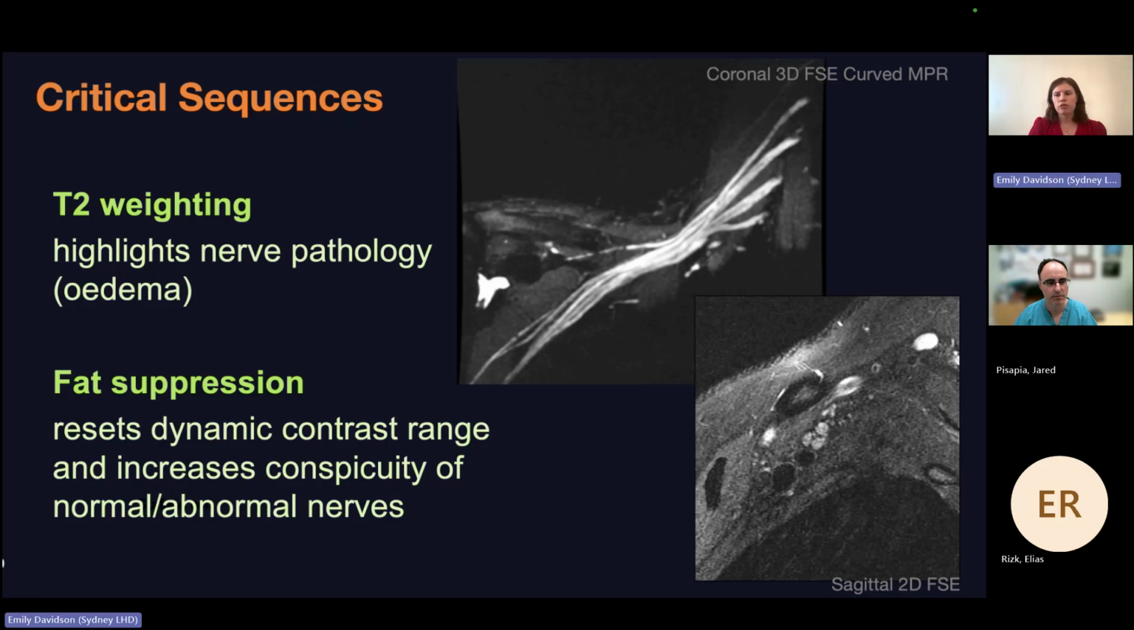The critical sequences for imaging of nerves, so MR neurography, is to have T2 weighted sequences because T2 shows up edema, and what we're looking for is nerves that have edema and more water in them, which is what is manifested as nerve pathology. And then what we want to do is fat suppress our sequences so that we improve our contrast resolution, so our ability to distinguish between black and white. This increases our ability to distinguish normal and abnormal nerves.